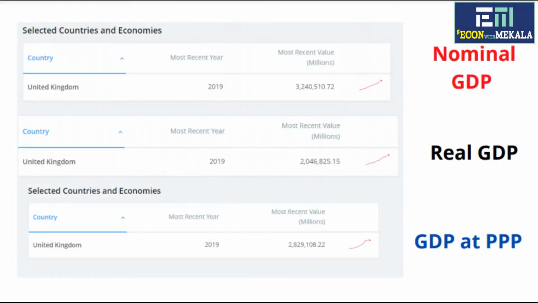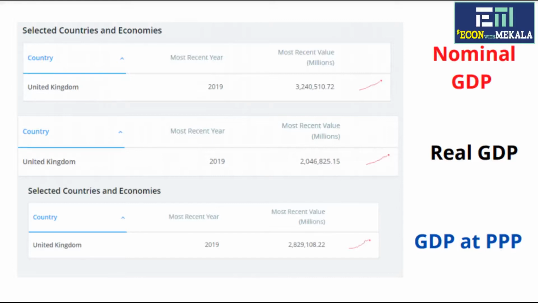I hope you have an understanding about what is meant by purchasing power parity. When we are using the term purchasing power parity, that means we are using a common currency to make comparisons between countries. When we are using GDP per capita at PPP, it means we are using a common currency to compare GDP per capita. And GDP at PPP means we are using GDP at a common currency to compare economic performance. Just for you to understand how nominal GDP, real GDP and GDP at purchasing power parity differ from each other, I gathered a few statistics.